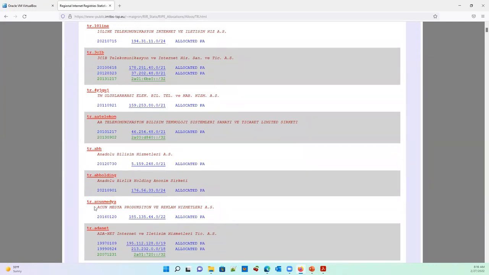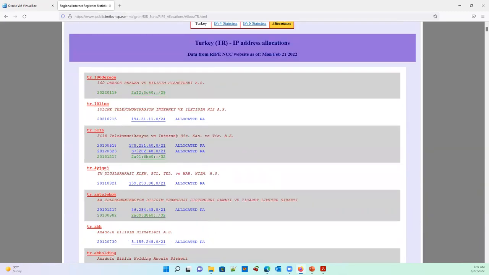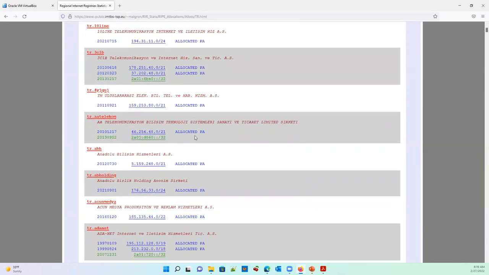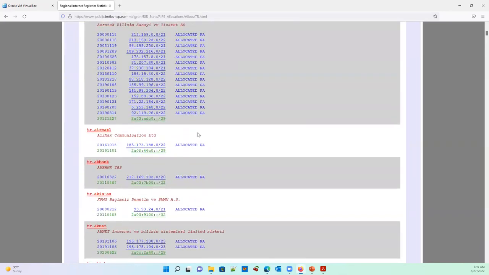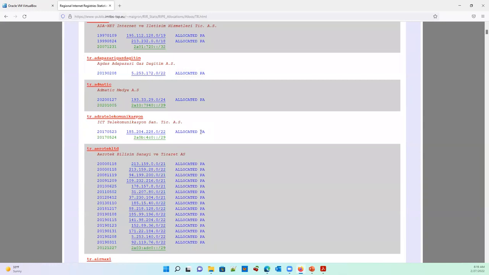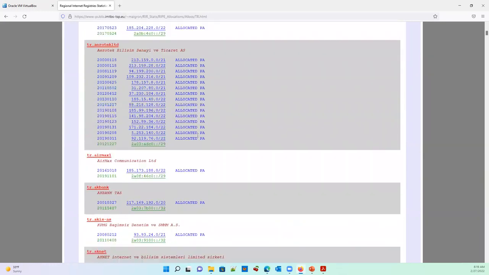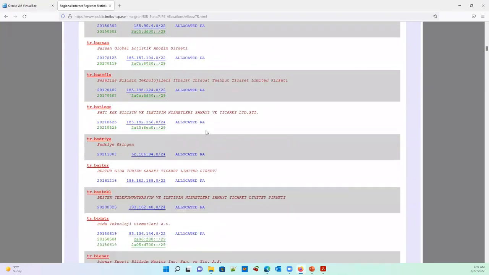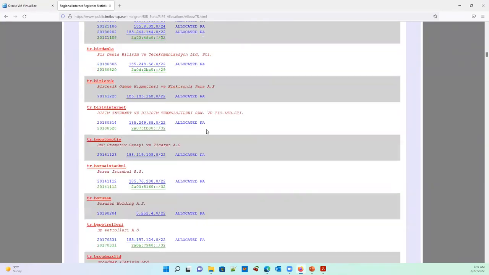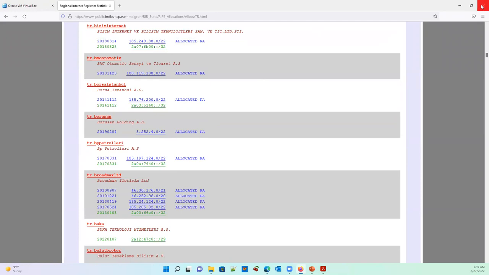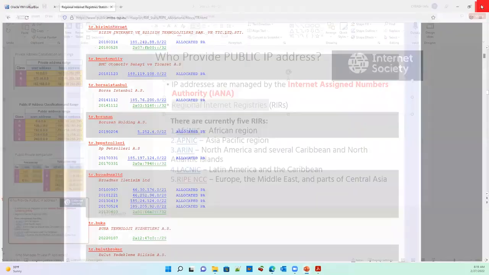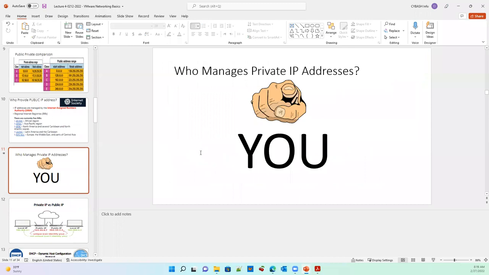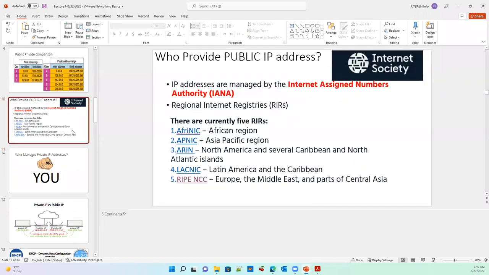So Turkey, Turkcell, they have some records of which range is given to whom. So you can do some Googling, see internet registries, and you can get a lot of data on which IP is given to what company, what portion is given to whom. This is open source intelligence, so feel free to research it. So public IP addresses are managed by those organizations.